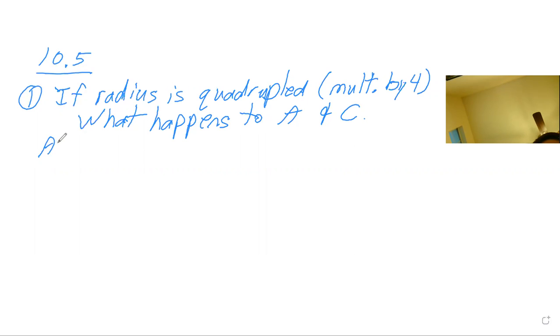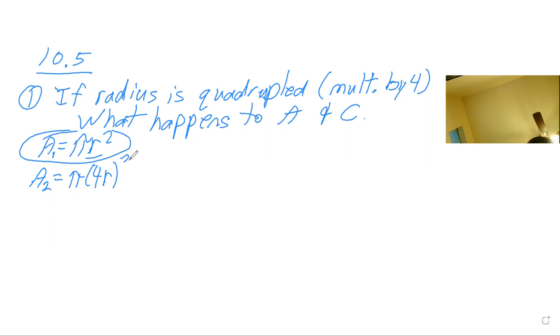So you just need to know your formula. A is equal to pi r squared. So if the r is multiplied by 4, then this is the original formula, and now you're getting a new one. This is the first area, this is the second area. So sub 2, just to show that you got two different areas going on. Pi, and the radius is replaced by 4 times the radius, but we're still squaring it.